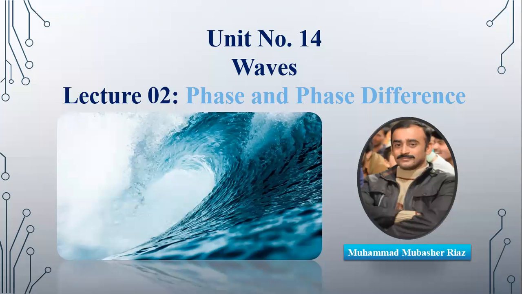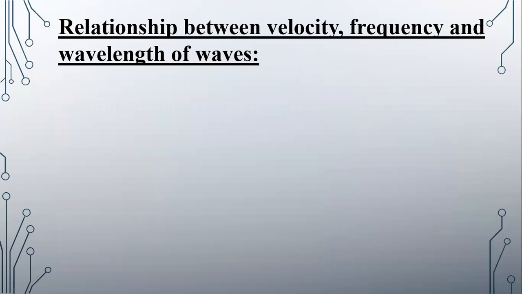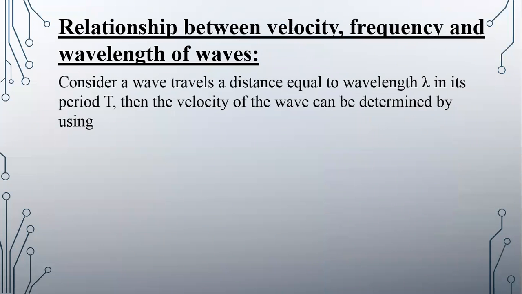So before going to start phase and phase difference, there is a relationship between velocity, frequency, and wavelength of waves. To derive the relationship between these three quantities, let me consider a wave that travels a distance equal to one wavelength lambda in its period T. Then the velocity of the wave can be determined by using an equation.